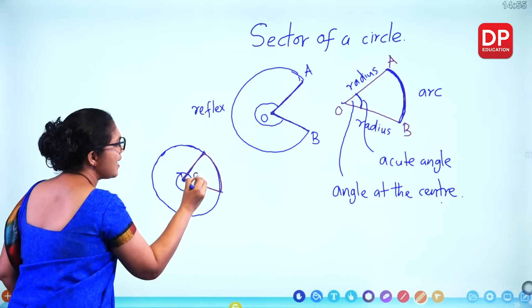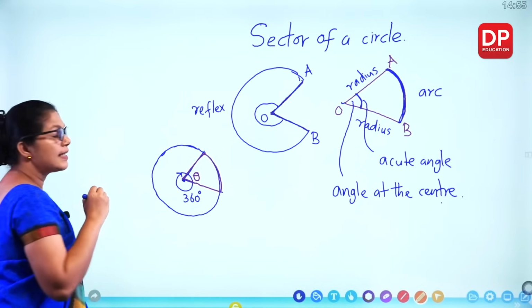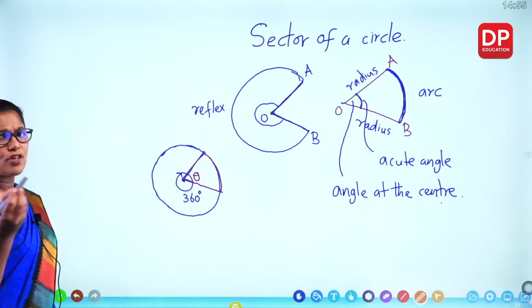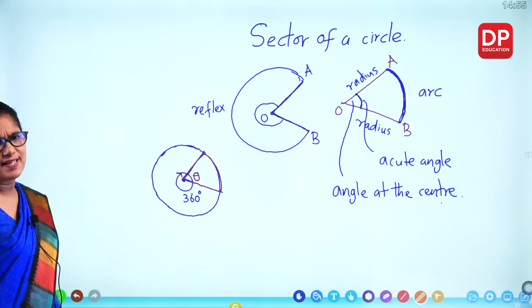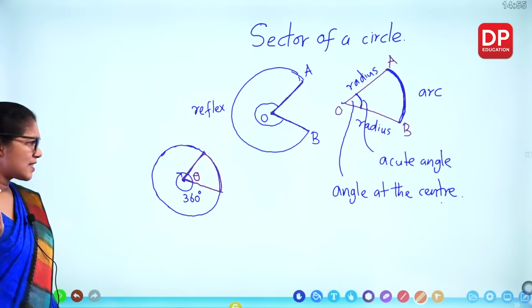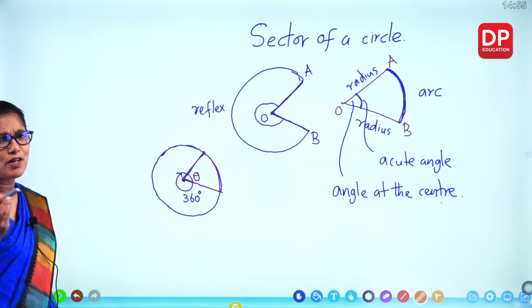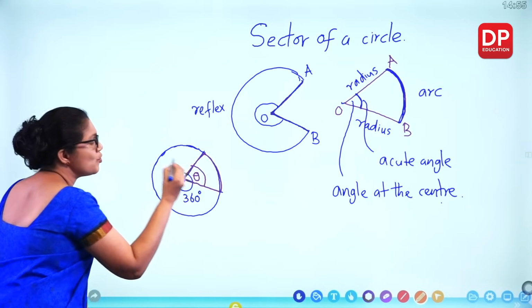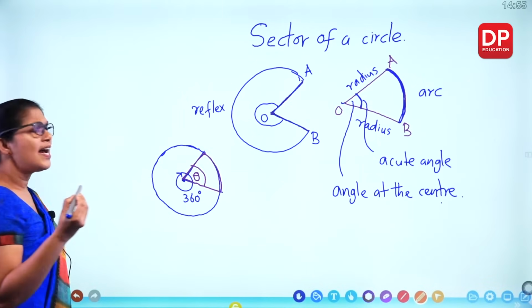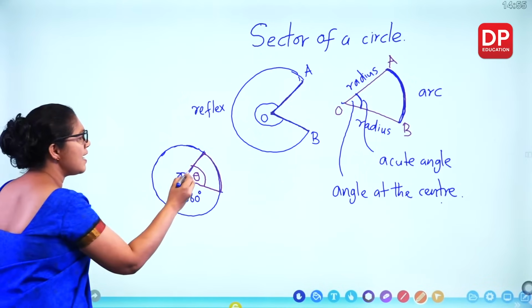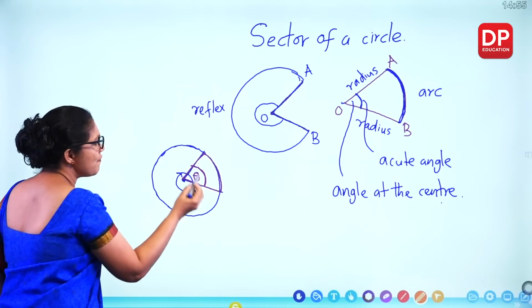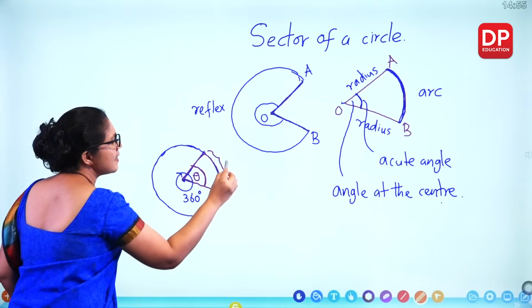If the angle here, I'll use theta. So what is theta? Theta is a Greek letter. Instead of theta, you can use any letter, A, B, C, any letter. But in mathematics, mostly we use Greek letters because most mathematicians are Greek mathematicians. So that's why they have used Greek letters. So theta is a Greek letter. So here, if this angle is theta, how can we find out this arc length?